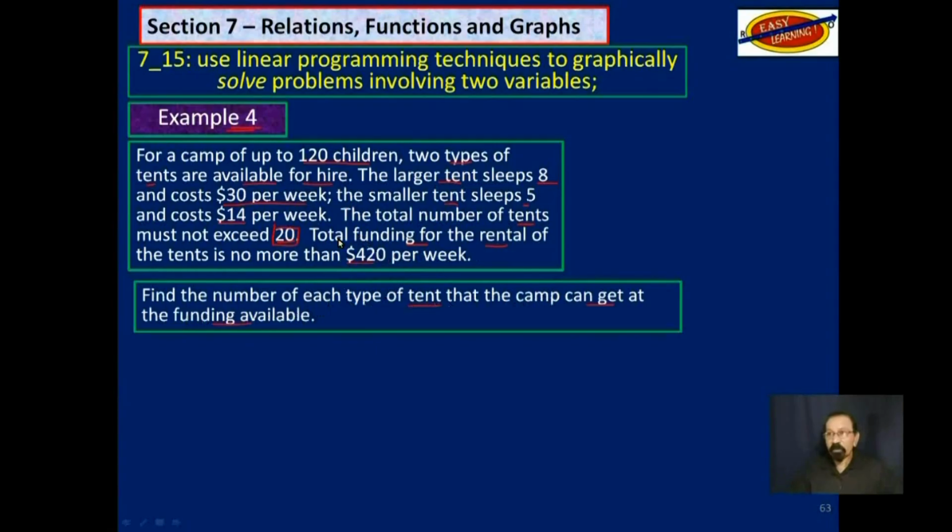So we have two variables, large tents and smaller tents. So this is our objective function.